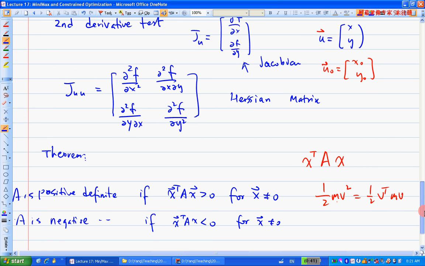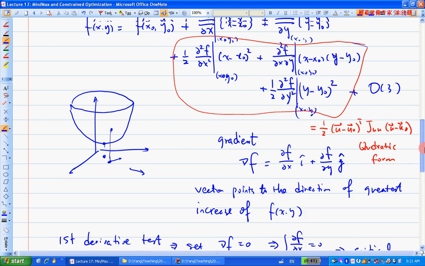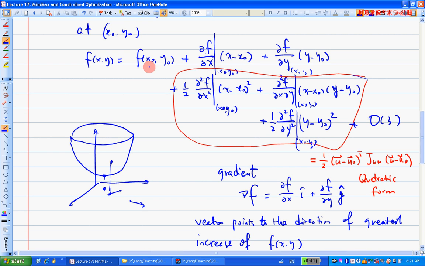Then coming back here, whether x naught, y naught is a minimum point or maximum point is determined by the positivity or negativity of this term. So if this is greater than 0, to put it simply, or if this is positive definite, then x naught, y naught would be a minimum point or maximum point.